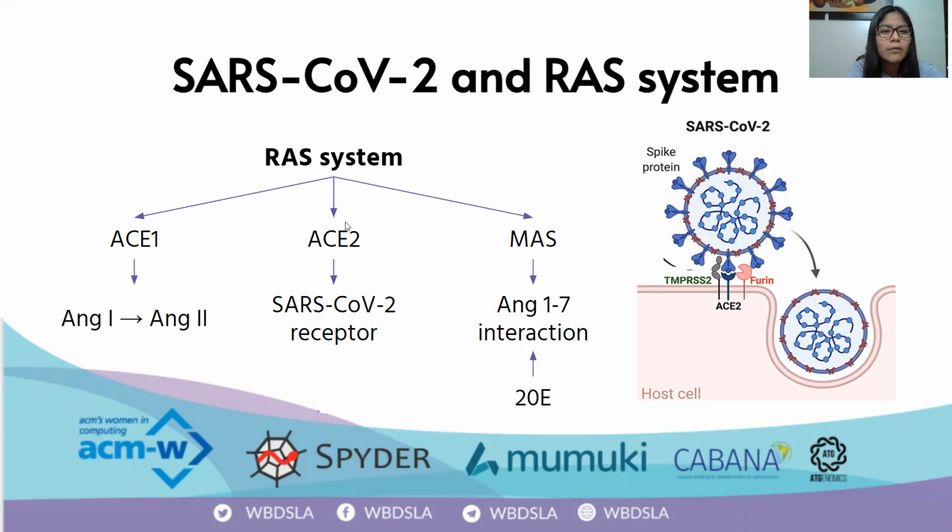ACE2, apart from its physiological function, acts as a SARS-CoV-2 receptor, and the MAS receptor can interact with angiotensin 1,7. What about 20E? Why is it here? It can also interact with and activate MAS.